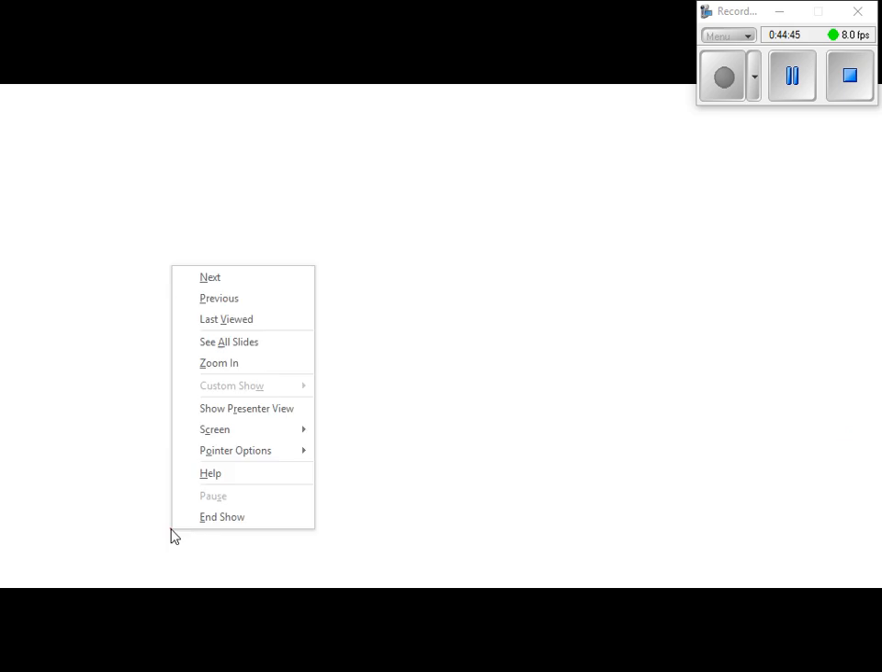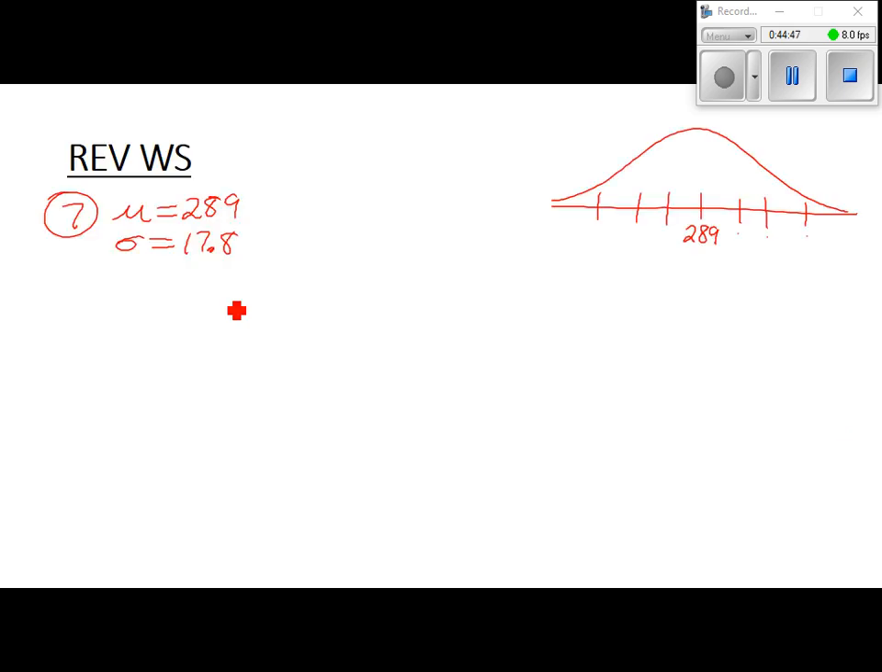Well, what waiting time represents the 20th percentile? So part A, we want the 20th percentile. Well, 20th percentile, what is that? Our area. Tell me a decimal for that. 0.20. It says what time represents the 20th percentile, so we just want to know the time.